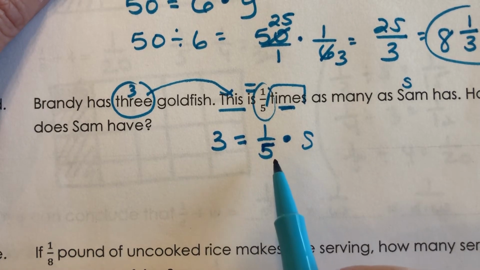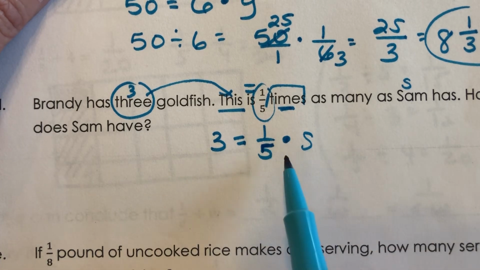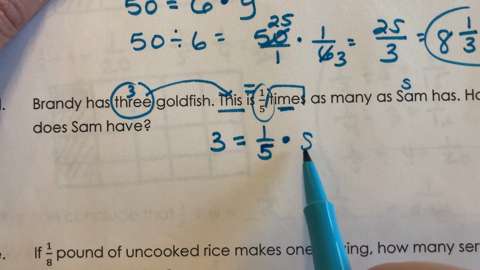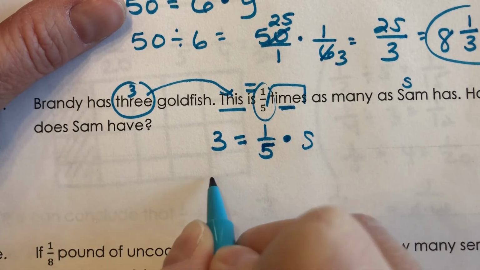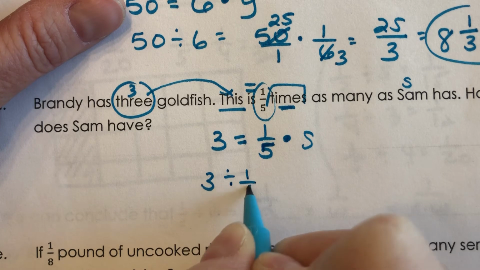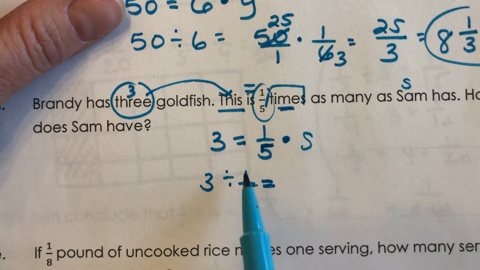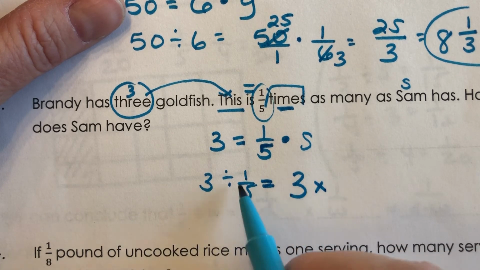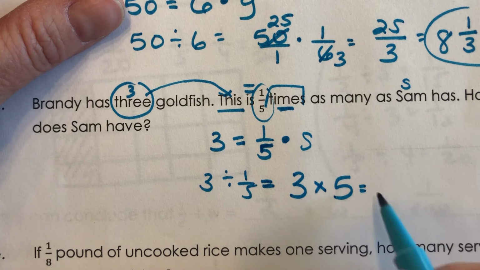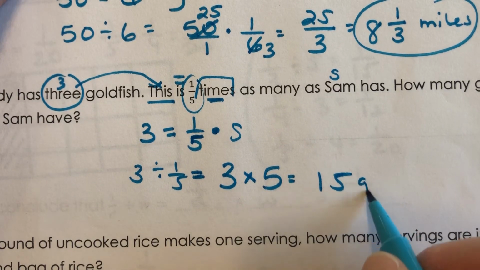Now, you might not know 1/5 times what gives me 3, right? So in order to solve for the unknown, we can go ahead and do 3 divided by 1/5. So 3 divided by 1/5 is going to give me what Sam has. And when we want to divide by this fraction, we learn we can use inverses. So I can do 3 times the reciprocal of 1/5, which is 5. And we get 15. Sam has 15 goldfish.